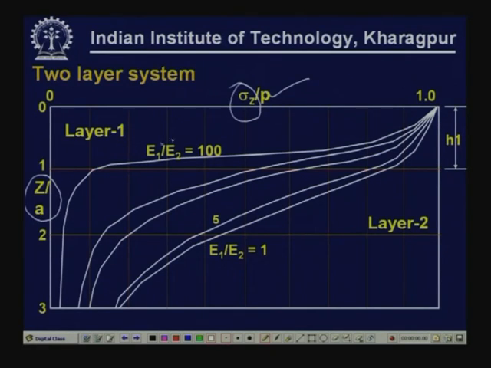You have a number of charts available for different modular ratios E1 by E2, where E1 is the modulus value of the pavement and E2 is the modulus value of the subgrade. So, for different modular ratio values, you have different charts available. For a given Z by A value and for a given E1 by E2 value, you can find out the corresponding sigma Z by P. Knowing P, we can calculate the sigma Z value.